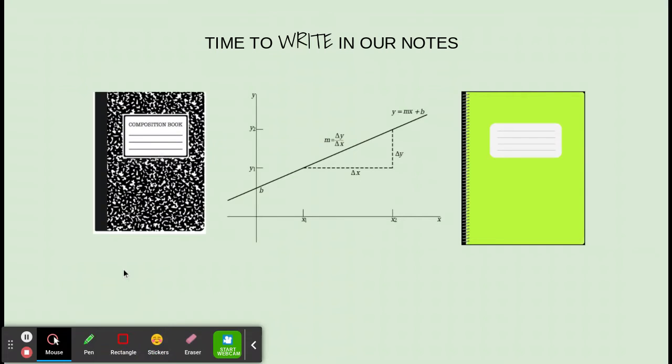All right, time for you to write in your notes. You can add the definition of slope, give the description of slope, meaning what are the 4 different types we can have, and then label the graphs that show the different types of slopes.